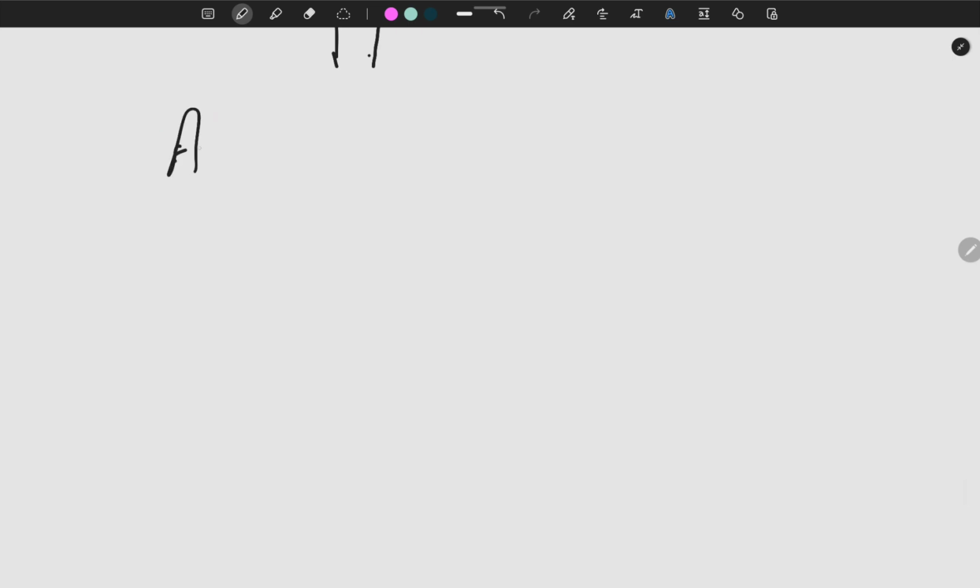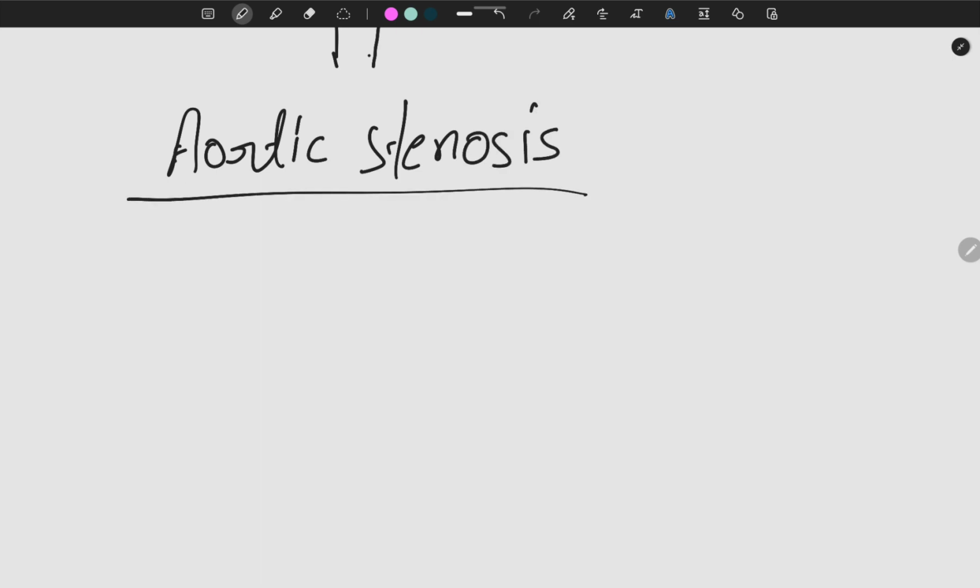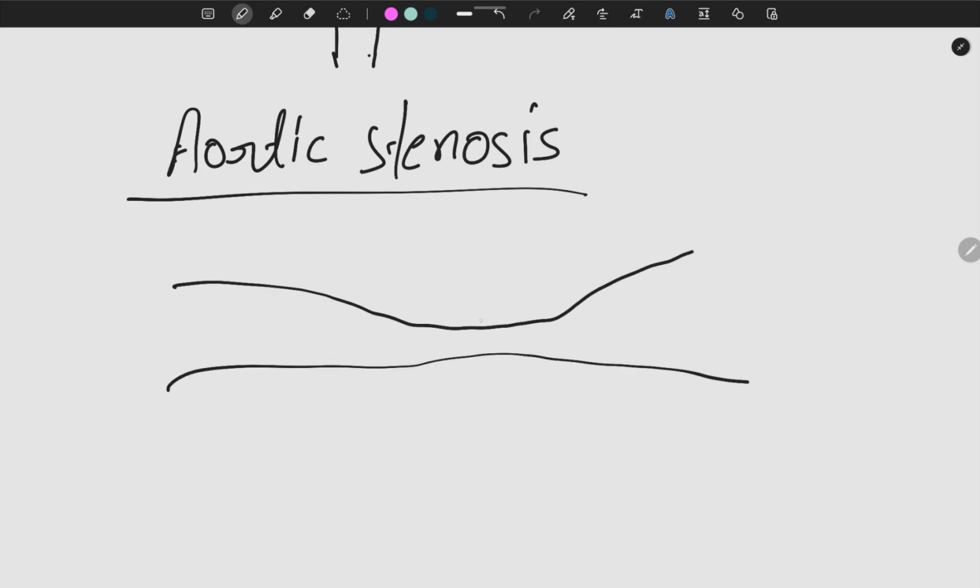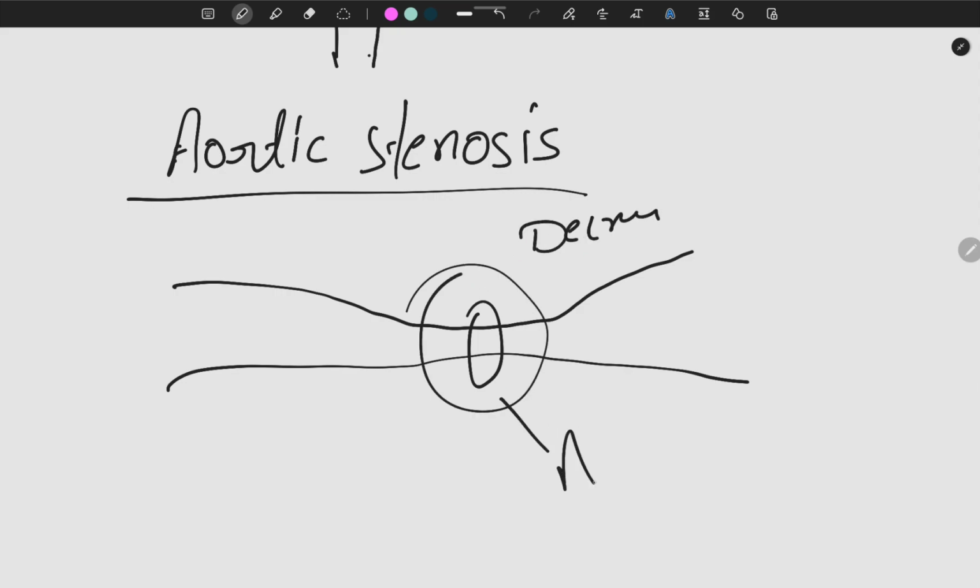The next thing is aortic stenosis. In aortic stenosis, the blood vessels will become narrow. So the diameter of the artery is decreased. So this is known as aortic stenosis.